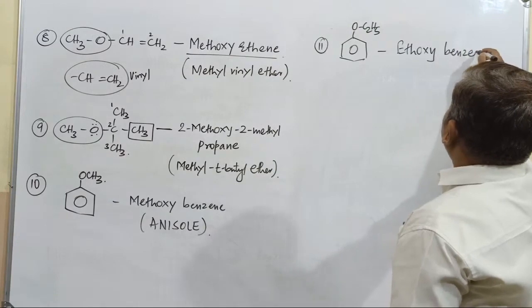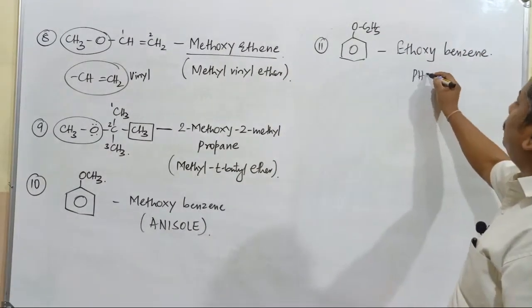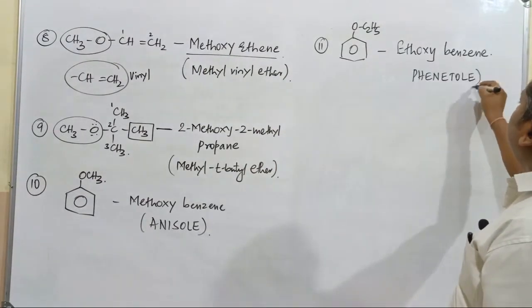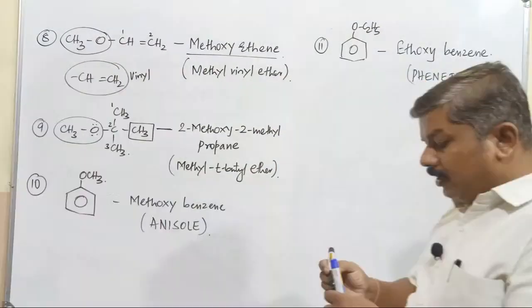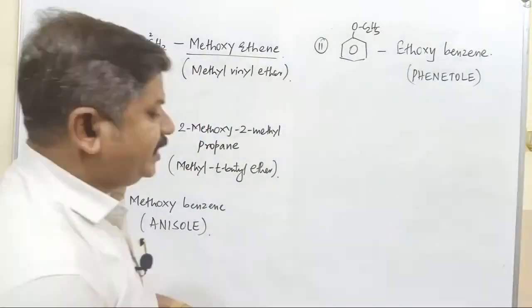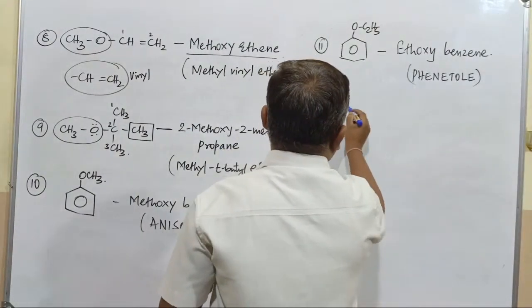Ethoxybenzene compound. Commonly this compound is known as phenetol. Common name is what? Phenetol. IUPAC name is ethoxybenzene compound. Right? Next compound.